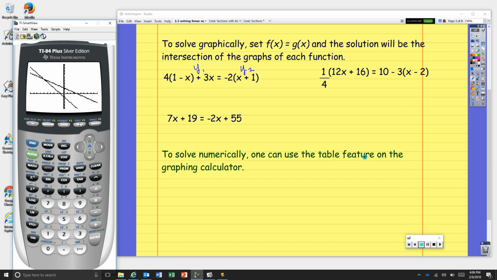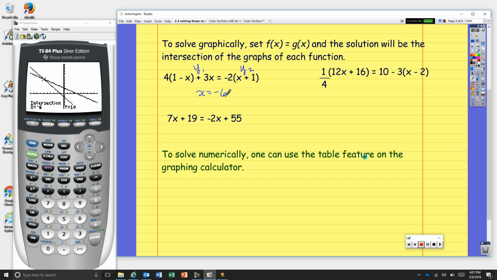So we're going to hit our calc, which is above trace, so second trace, and we're going to calculate the intersection, number 5. It's blinking on my first curve. You see your first curve up in the corner. Hit enter. It jumped to my second curve. Hit enter. Then it says make a guess. So I'm going to move this spider up to where my guess should be. That looks pretty good. Hit enter. And I get x equals negative 6. I'm solving for x, so I don't even write down the y.